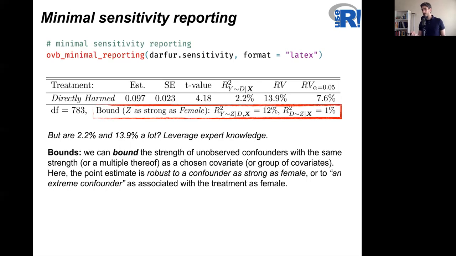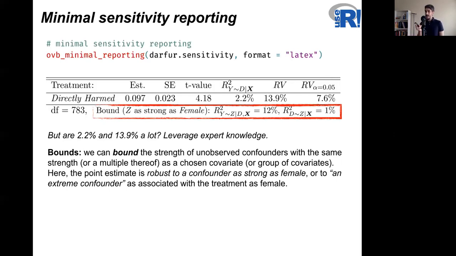But what sensemakr can do is help you leverage expert knowledge regarding the relative importance of variables. In particular, we can compute these bounds: the bound on the strength of an unobserved confounder with the same strength as an important observed covariate that you have measured. For instance, in our case, the bounds here in the lower corner of the table show that a confounder as strong as Fameo can at most explain 12% of the residual variation of the outcome and 1% of the residual variation of the treatment. Since both of those numbers are below the robustness value of 13.9%, we conclude that the point estimate is robust to a confounder as strong as Fameo.